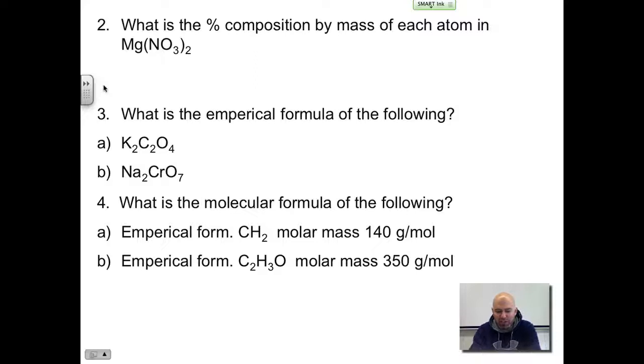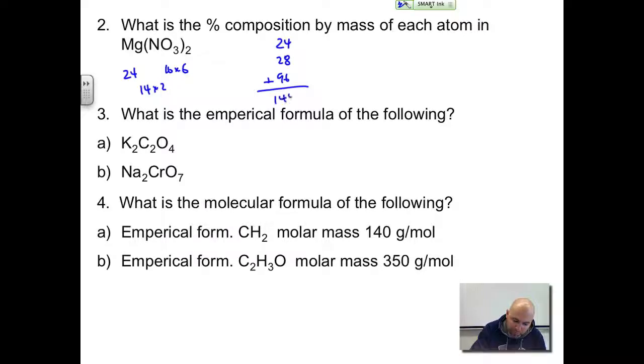What is the percent composition by mass of each atom in the following? Okay, well, let's go ahead and find out what they are. Well, magnesium is 24. There's only one of them. Nitrogen is 14, and there are 2 of them, so that'd be 28. And oxygen is 16, and there are 6 of them. Rather than bringing up that calculator, I think it'll be a lot quicker if I just go, the 16 times 6, of course, is 96. Add those all up, plus 28 plus 24, I get 148.